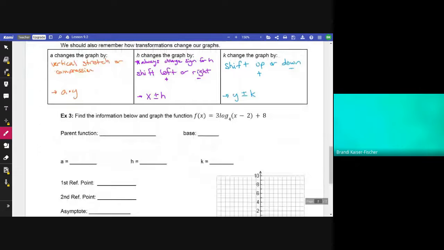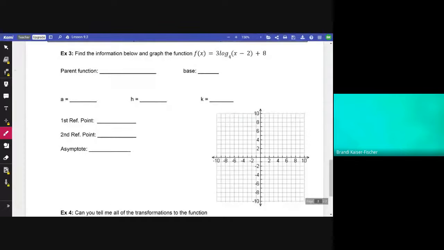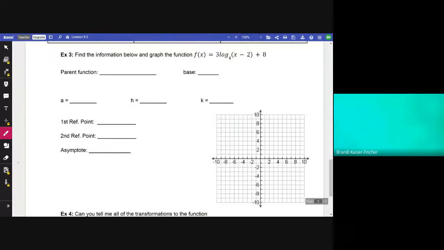All right. So here's what we're going to do. So very first example of graphing a transformation in a log. Basically, we have this function here, f of x equals 3 times the log base 4 of x minus 2 plus 8. And we kind of need to pick out some information.